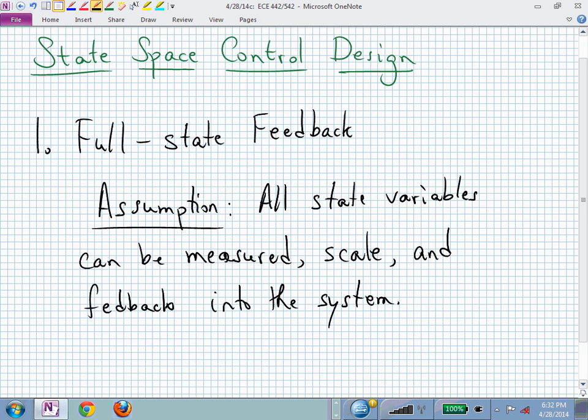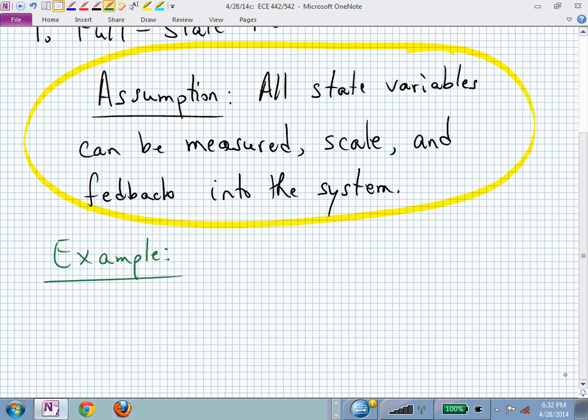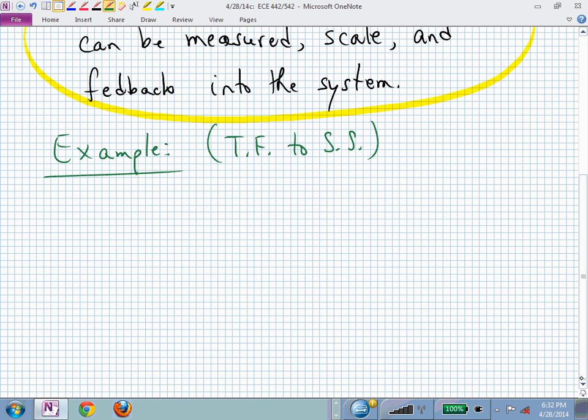That's our assumption. When we say full state feedback, that's what we're assuming. Now, to get us back on the same page, let's look at an example of a state space representation. Does everybody remember this? TF to SS. Transfer function to state space. Suppose somebody gives you the following.